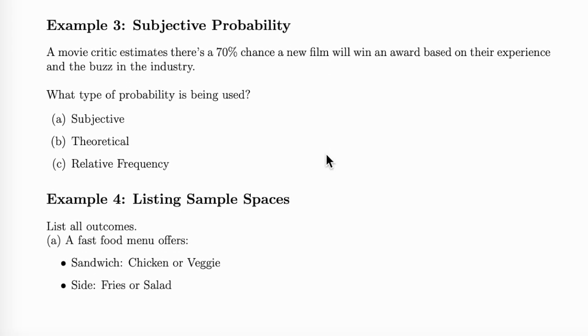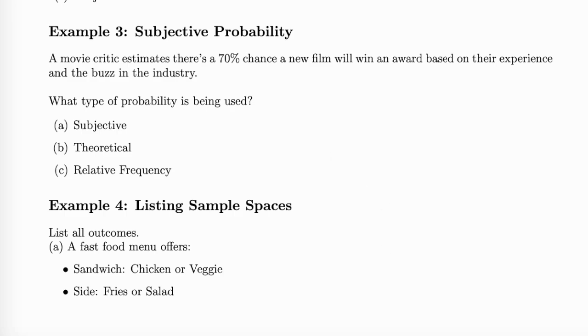Let's look at example 3. A movie critic estimates there's a 70% chance a new film will win an award based on their experience and the buzz in the industry. What type of probability is being used? This is considered subjective because it's based on the critic's personal judgment and experience rather than exact data. So this would be subjective.